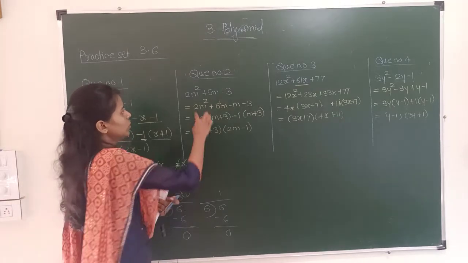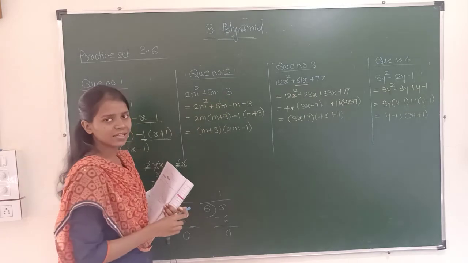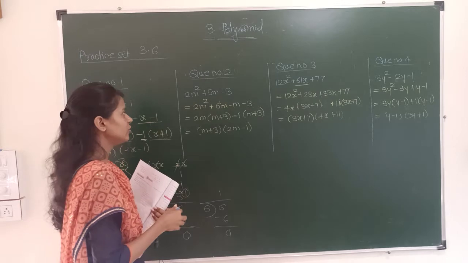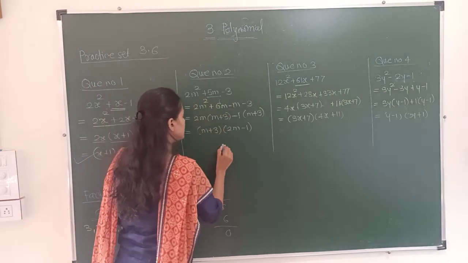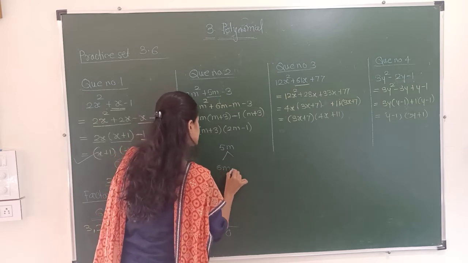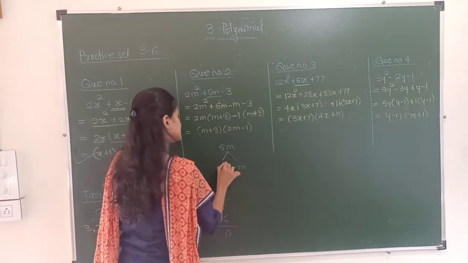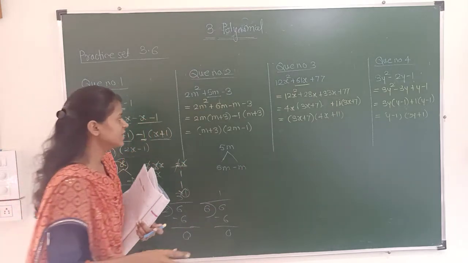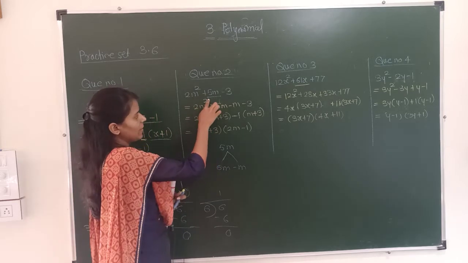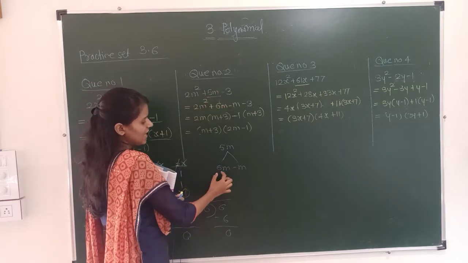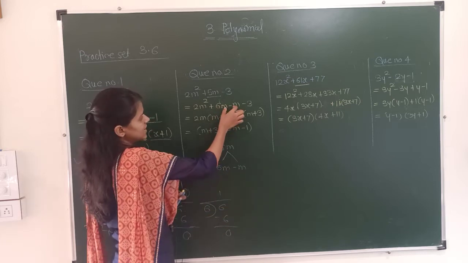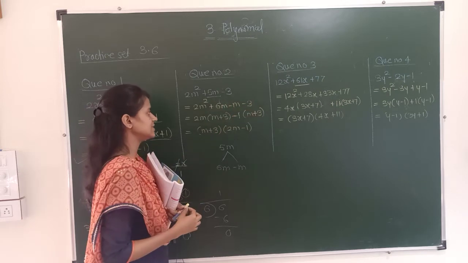Now question number 2, 2m raised to 2 plus 5m minus 3. I have told you we have to write the first term and last term as it is. We have to factorize the middle term. The middle term is what? It is 5m. 5m can be written as 6m minus m. Okay, 6m minus m is equal to 5m. So we have written the first term as it is, 2m raised to 2. 5m can be replaced as 6m minus m, and this minus 3 as it is.